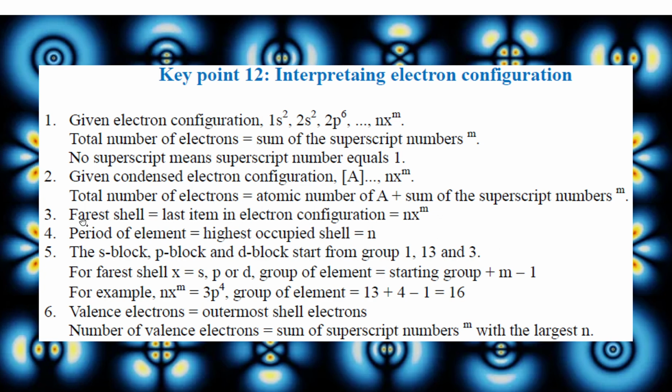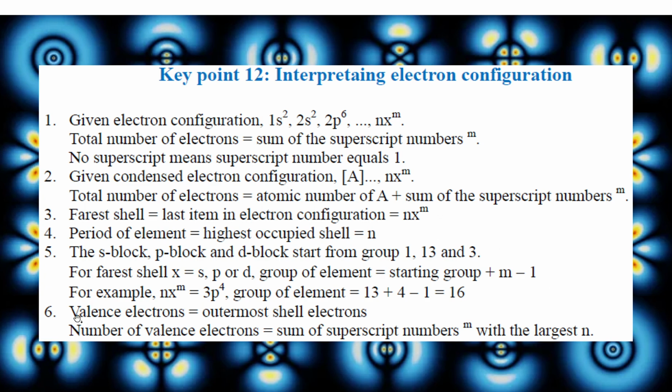And the farthest shell is at the right hand side, okay? Remember, not the lowest energy one. And the period of the element, period 1, 2, 3, 4, 5, is the highest occupied shell n, highest n. And the s, p, d blocks start from group 1, 13, and 3, because of the design of the periodic table to include the transition metals inside. So the farthest shell is s, p, d and then group, and it will start from here. You look at the periodic table and then you know it clearly.